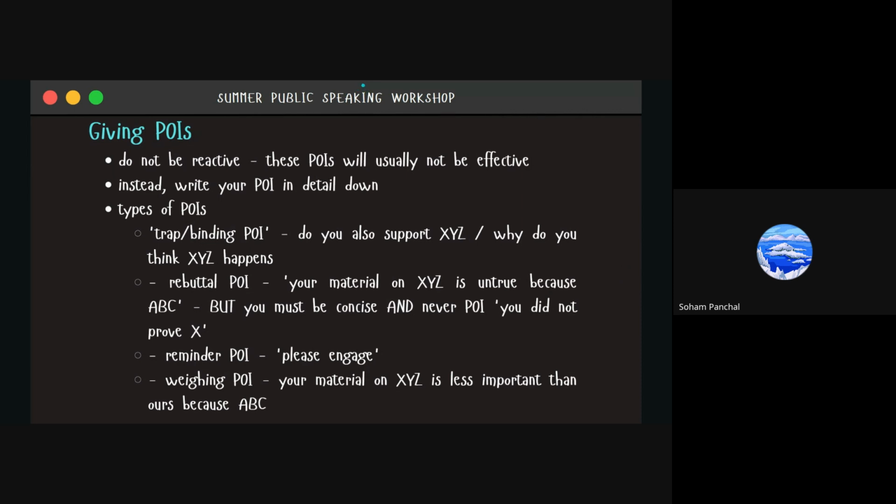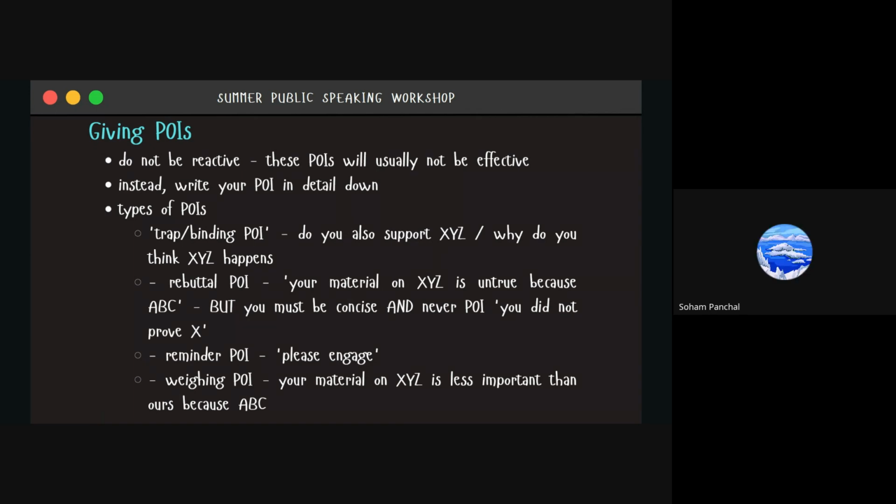Okay, yeah, Lena. So with the weighing POI, is it necessarily that we have to say it as a POI? Yeah, that's what I'm saying. Usually you can say it in your own speech. Yeah, that was their point exactly. You can say it in your own speech, right?